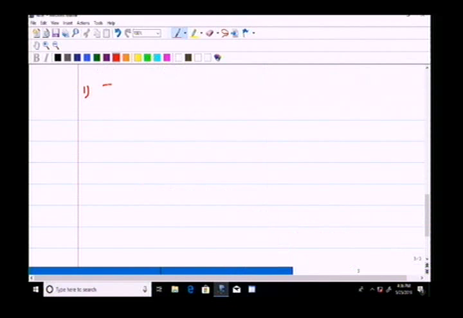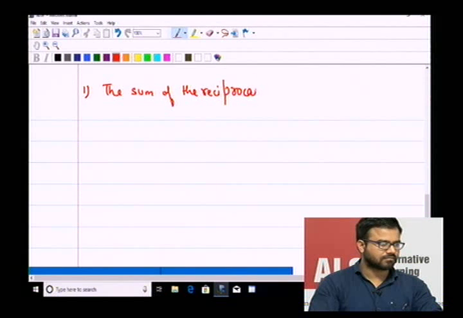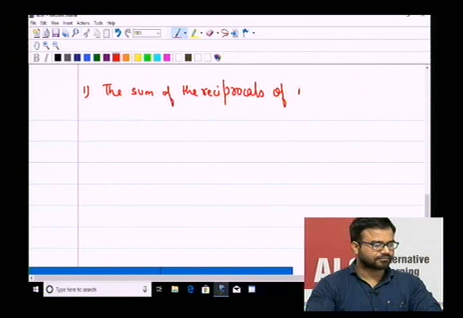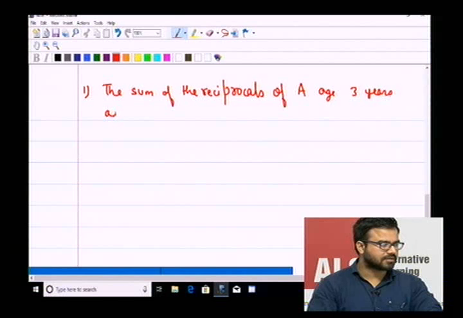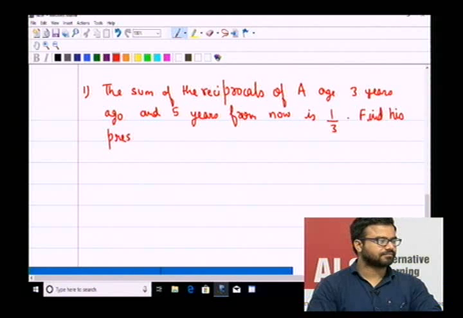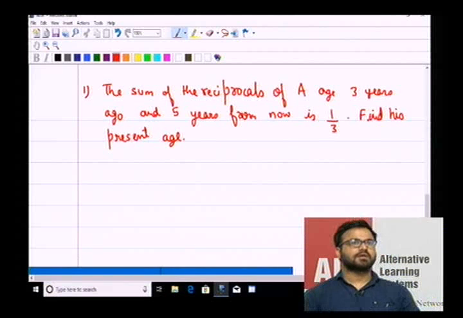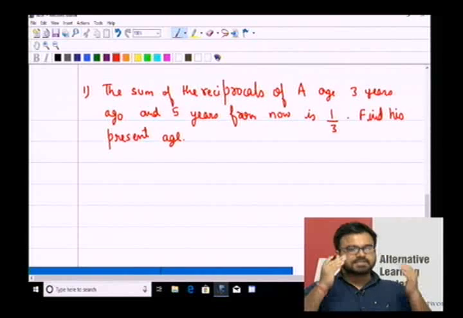Now one word problem. Try this. The sum of the reciprocals of A's age 3 years ago and 5 years from now is 1/3. Find his present age. There is a person A, his age 3 years ago and his age 5 years from now. The sum of the reciprocals of those two ages is 1/3.